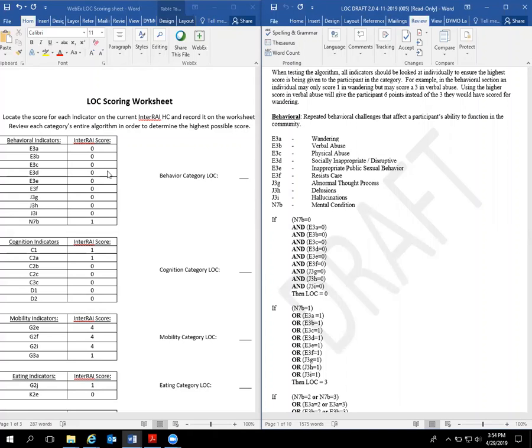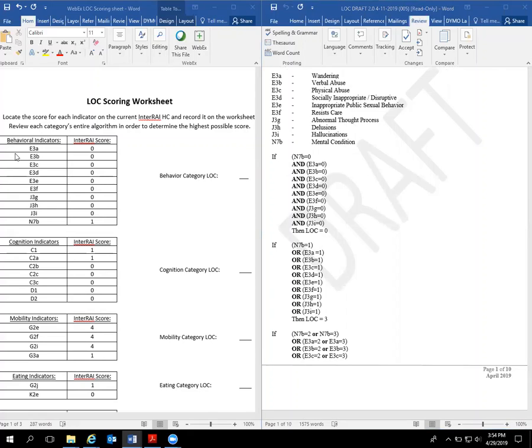The way we're going to do this is kind of like a scavenger hunt. For each of these indicators, on the inter-I, E3A was a 0. So we are going to come into the algorithm and highlight everywhere that E3A equals 0. On the inter-I, E3B was a 0, so we are going to highlight anywhere that E3B equals 0. E3C was a 0 on the inter-I, so I will highlight E3C equals 0. E3D was 0, so I'll highlight E3D equals 0. E3E was 0. E3F was 0. E3G was 0.